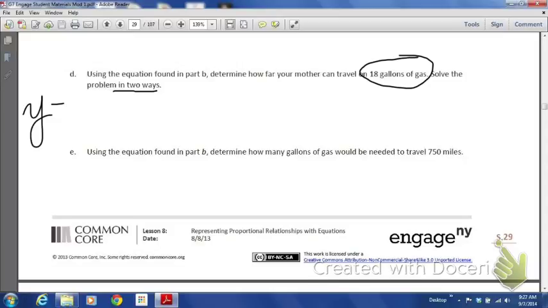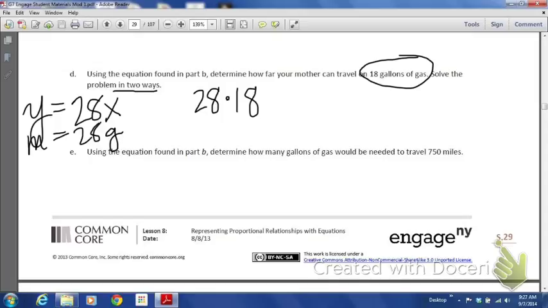y equals 28x, and just so we know, m equals 28g, so we know miles and gallons. Okay, so 18 gallons of gas, we're just going to plug that in. We could just write this down arithmetically: 28 times 18, because we have our 18 gallons and we know our 28 miles per gallon. And then we know that equals 504.